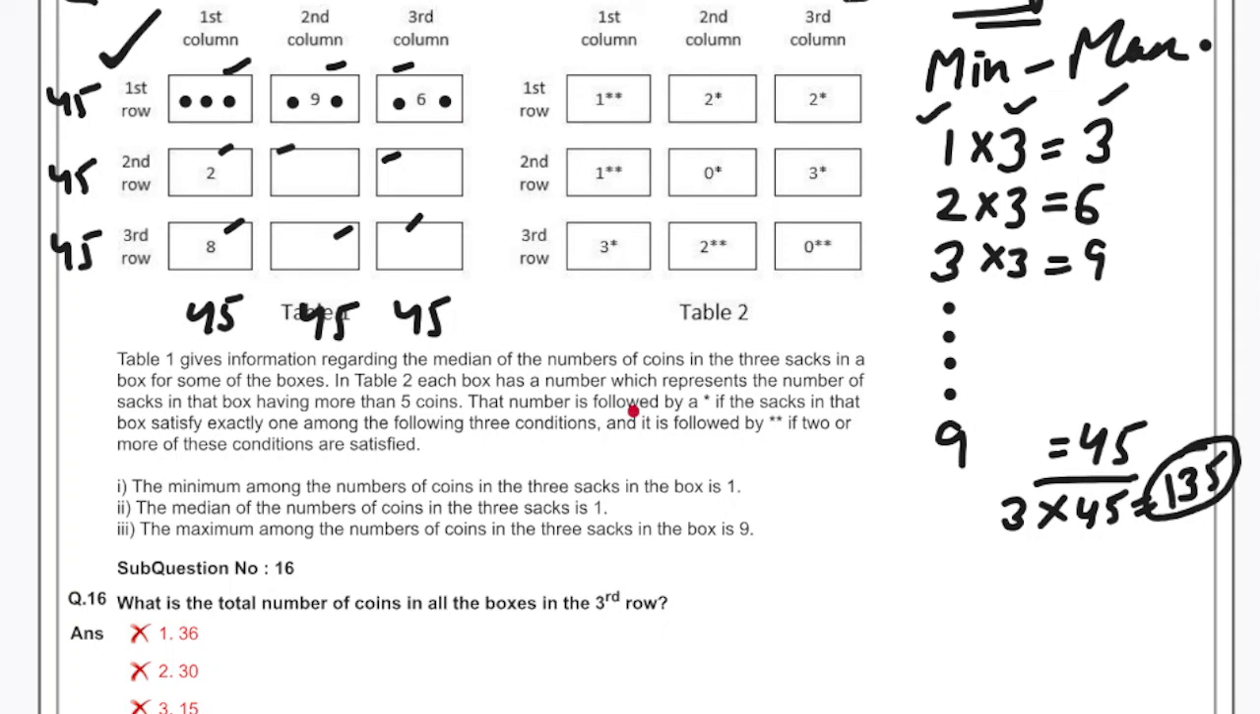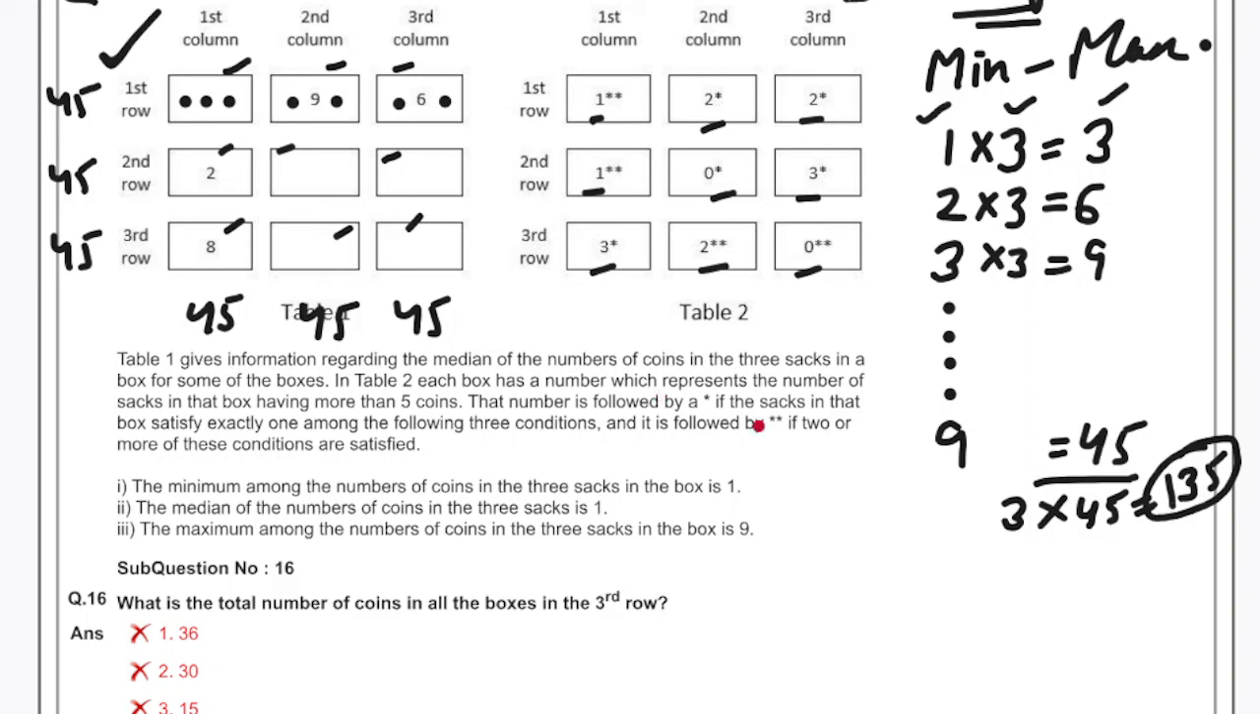Then table 2, each box has a number which represents the number of sacks in that box having more than 5 coins. That means the numbers 1, 2, 2, 1, 0, 3. That actually represents the number of sacks that have more than 5 coins. So in every particular box, there are going to be 1 to 9 coins in each sack, and these are the numbers. There's one sack which has more than 5 coins. The rest 2 will be 5 or less than 5. Here there are 2 sacks which have more than 5 coins. The third one is going to have less than or equal to 5, and so on.